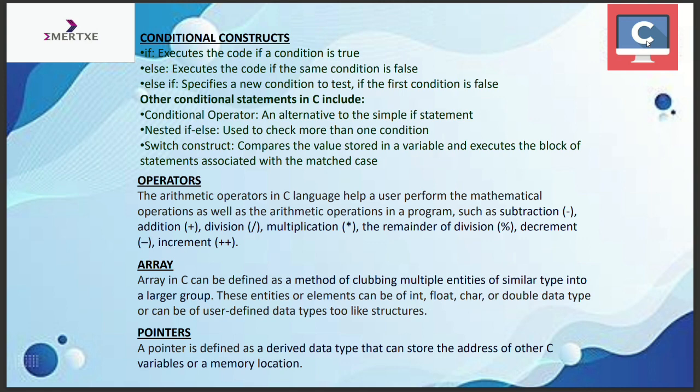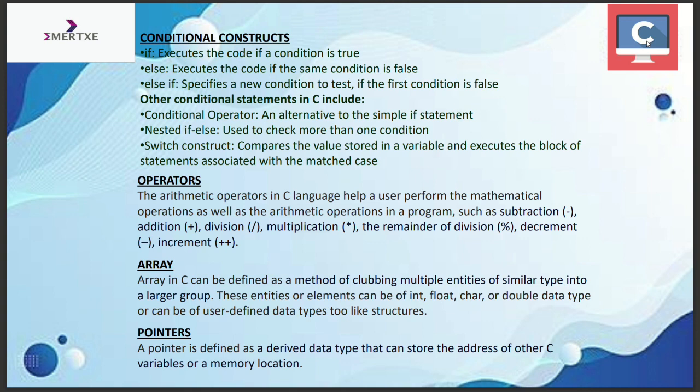Next topic is operators. We all know there are many types of operators, but we want to discuss the arithmetic operators in C language now. Arithmetic operators are used to perform mathematical operations in the program. Mathematical operations mean subtraction, addition, division and multiplication, the remainder of the division, decrement minus minus and increment plus plus. We all know.